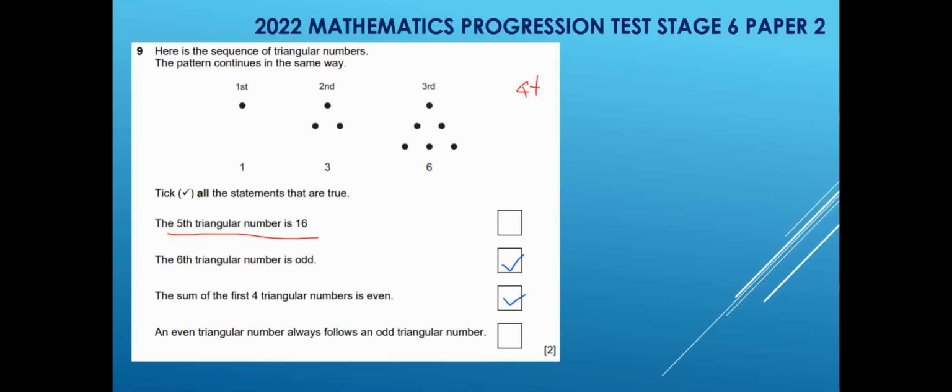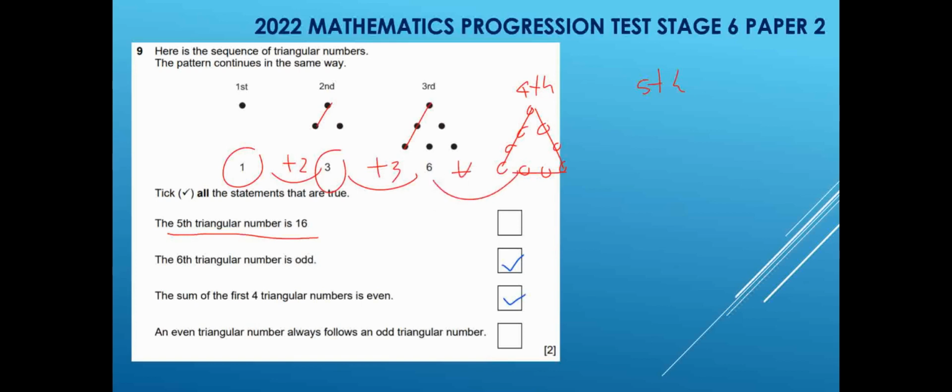So it is 1 and then 2 and then 3, and then it should be 1, 2, 3, 4. The next is 1 plus 2, it will be 3. 3 plus 3 will be 6. It must be 6 plus 4. See the order? Plus 2, plus 3, plus 4. Plus 4 will be 10.